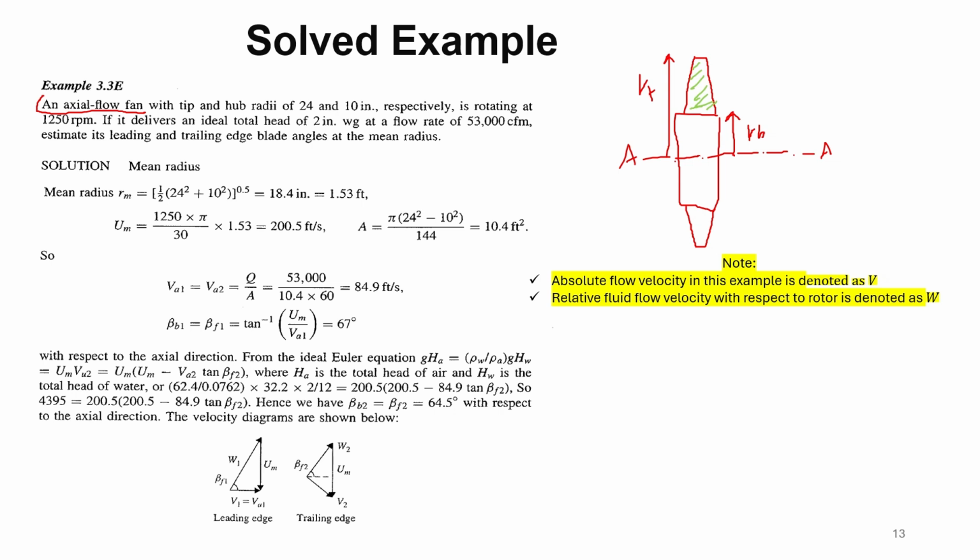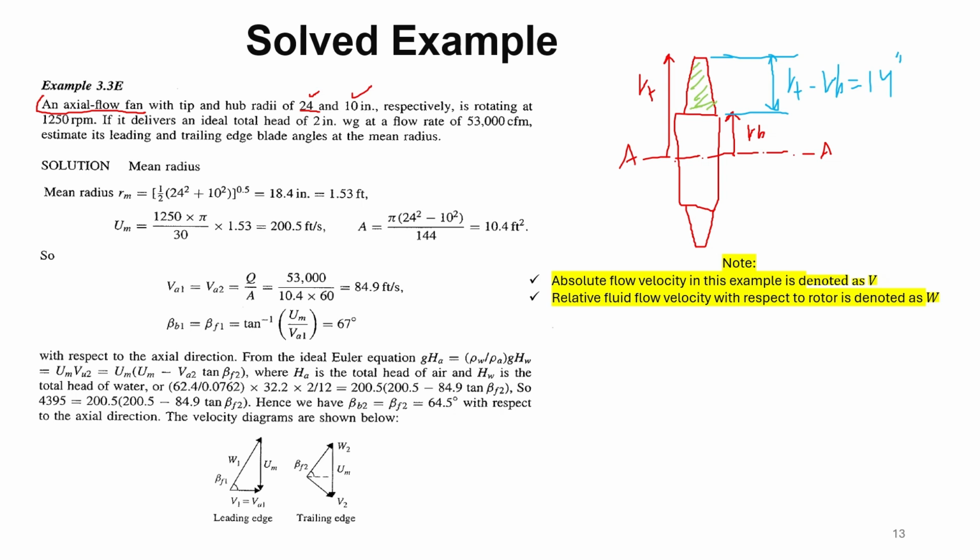The problem is giving you the radius of the tip, 24 inches, and it's also giving you the radius of the hub, 10 inches. So the difference between them is 14 inches. That means the radial distance from here to here is how much? It is just 14 inches, which represents the radius of the tip minus the radius of the hub. So it is 14 inches.